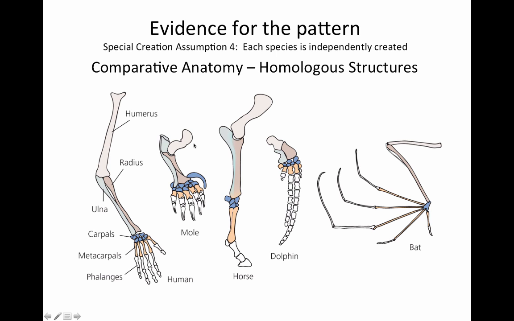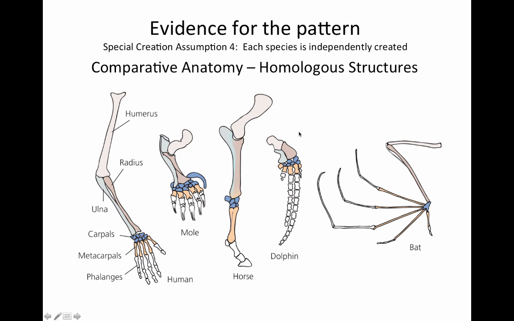So a mole forelimb that's adapted primarily for digging. Again, one bone, two bones, wrist bones, hand bones, finger bones in that order. Horse limb adapted for fast running. Again, the single humerus. In this case, one of the two bones is highly reduced and becomes part of this much stronger bone, but you can still find the elements of the two bones there. Wrist bones, hand bones, finger bones.